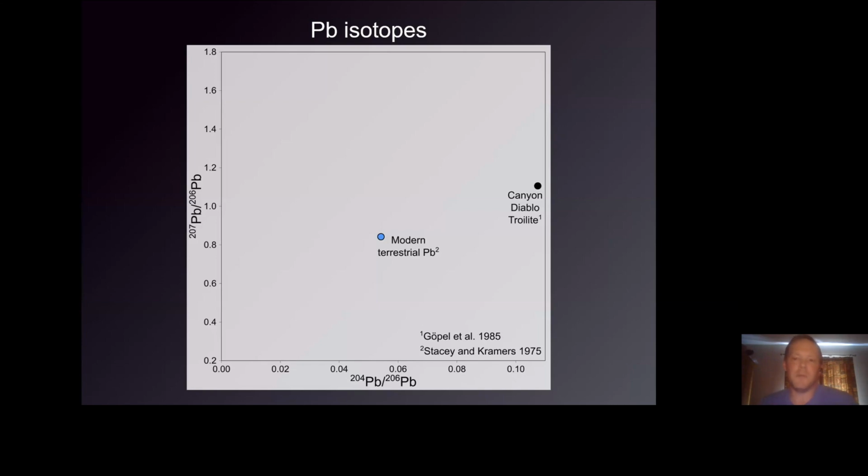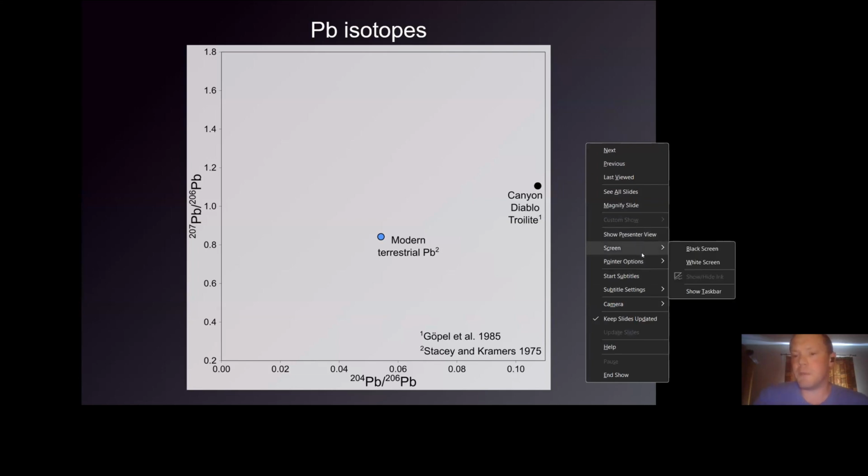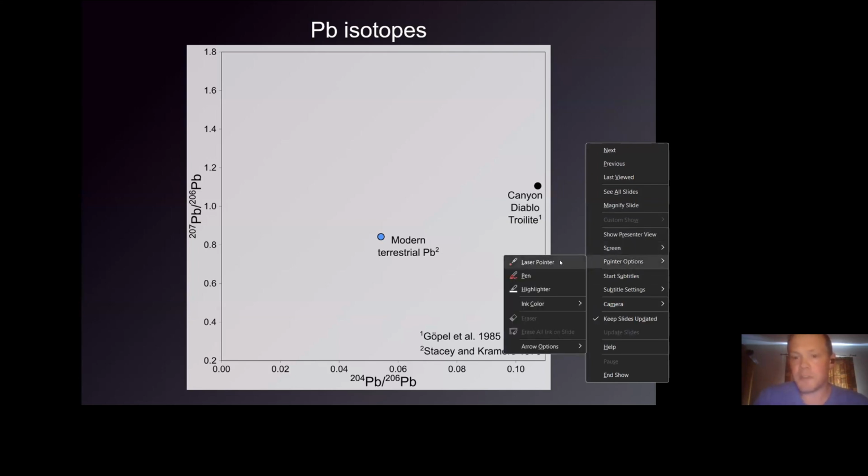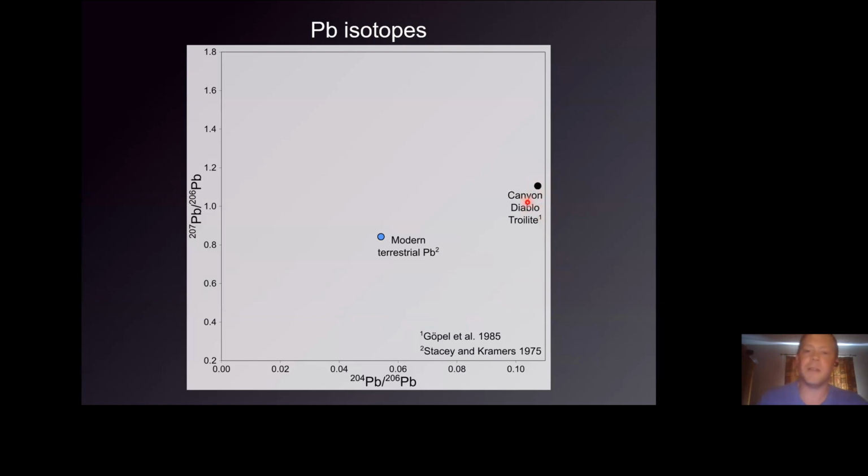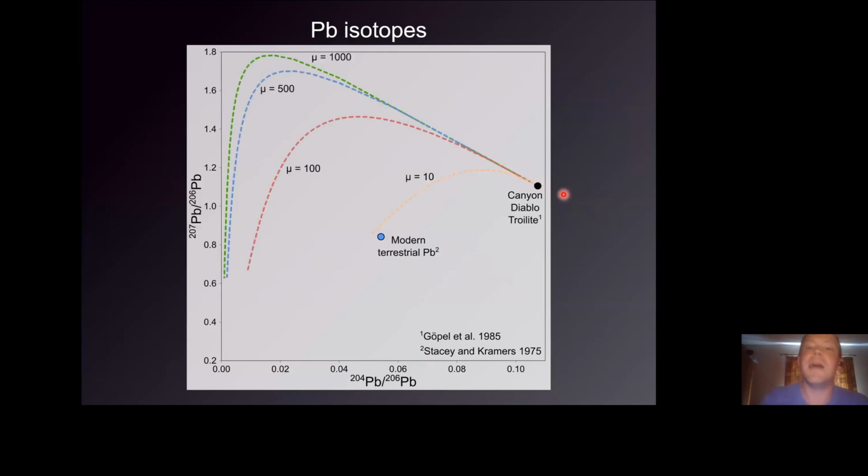When we're making these models, we start from a primitive source composition. We often tend to use Canyon Diablo troilite, the most primitive lead isotope composition that we've measured in any meteorite. Then as geologic time goes on, the lead isotope compositions will evolve depending on the mu value along growth curves like this. You can think of the mu value as giving oomph to the growth curve, shifting the composition across further if you have more uranium in the system.